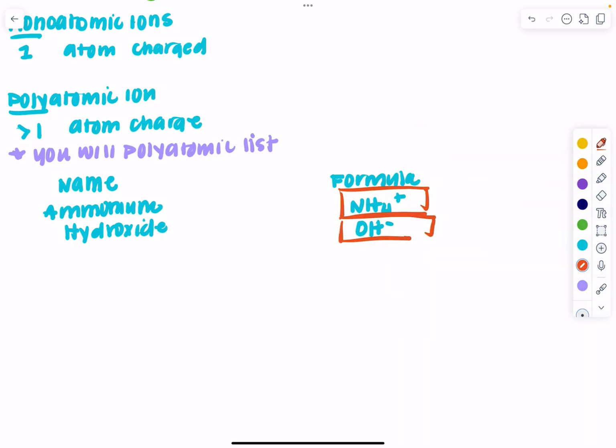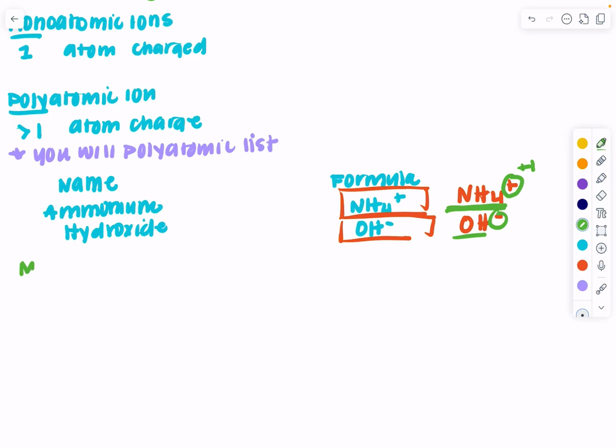If we have something like NH4 plus, it means that this entire molecule of elements has a +1 charge. Okay, same thing with OH minus. OH is a molecule. It also has a -1 charge. Okay, so it's not just hydrogen that's charged. It's not just the ending. The entire thing is charged.